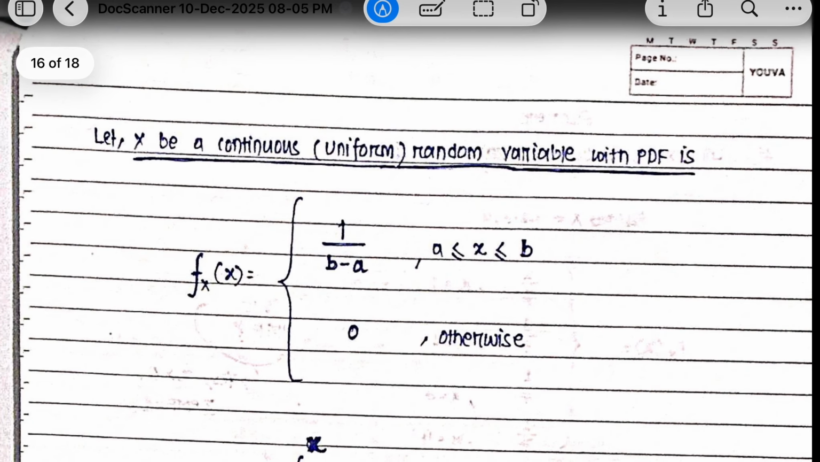Now we need to prove that if x is a continuous random variable, it will be this, 1 minus e to the power minus lambda x. Okay, we need to find.